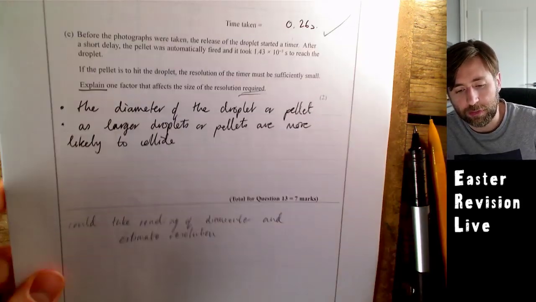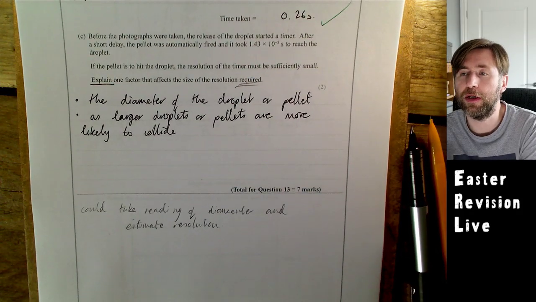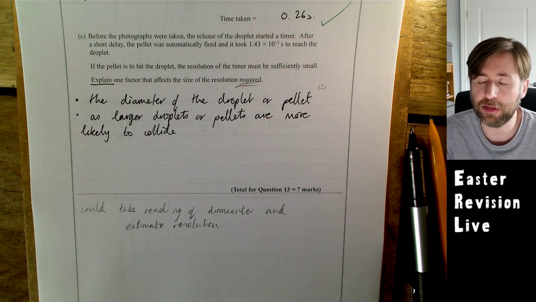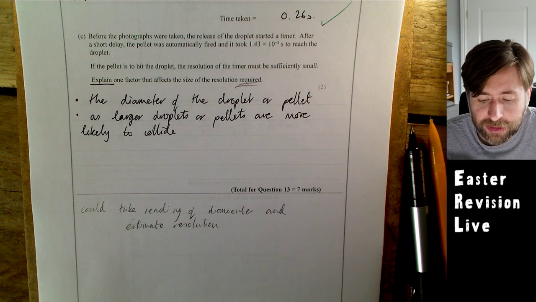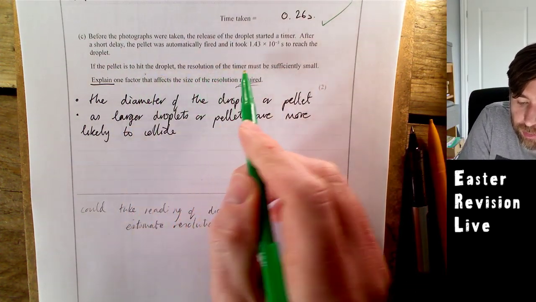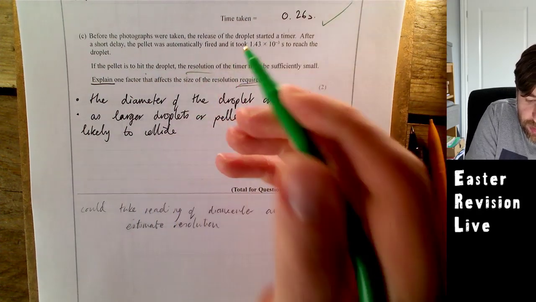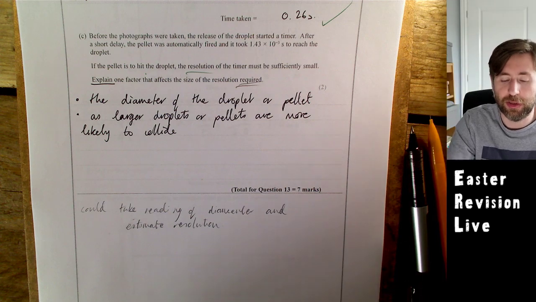This one's a pretty tricky question as well. Before the photographs were taken, the release of the droplet started a timer. After a short delay, the pellet was automatically fired, and it took 1.43 times 10 to the minus 3 seconds to reach the droplet. If the pellet is to hit the droplet, the resolution of the timer must be sufficiently small. Wow, the resolution, okay, this is not the way we're used to being asked questions about those.